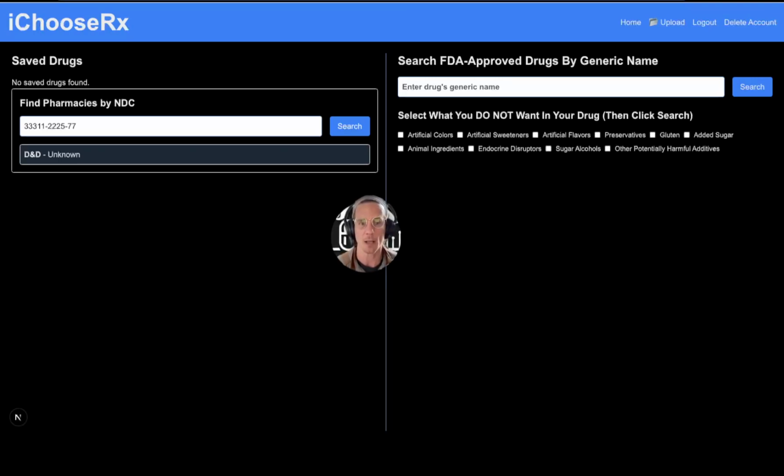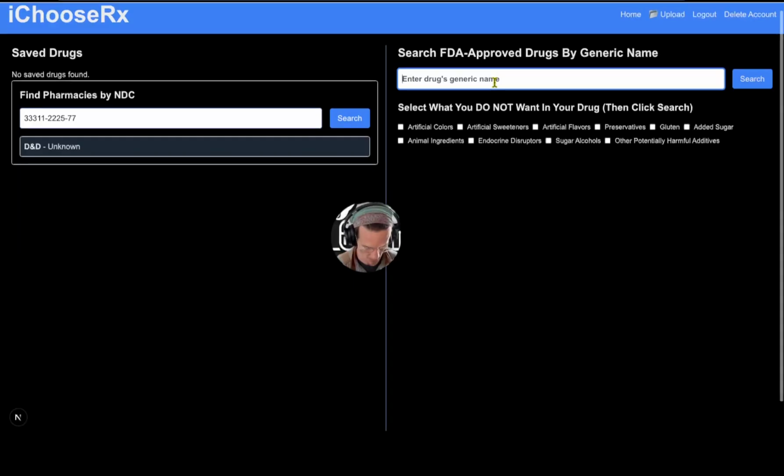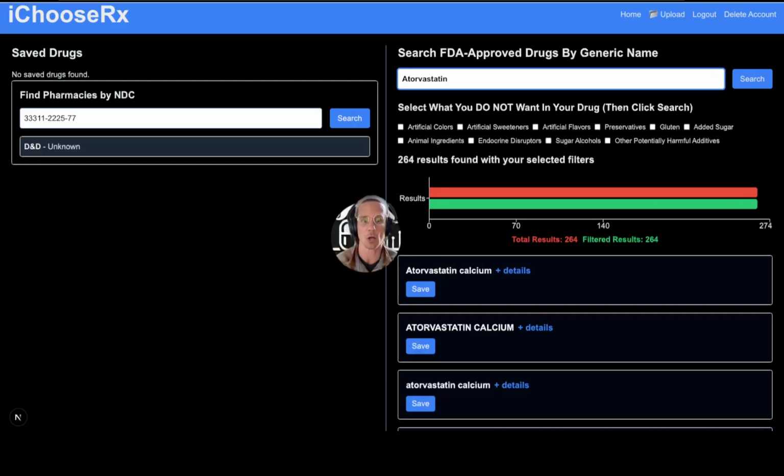Today we're going to talk about Atorvastatin, one of the most commonly prescribed drugs in the US with over 110 million prescriptions. That's a lot. You might know it as Lipitor, and it's used to lower cholesterol and prevent heart disease. Sounds like a solid medication. It's trying to do a good thing. But here's the thing. Some versions of Atorvastatin contain ingredients that could actually be working against your health goals.